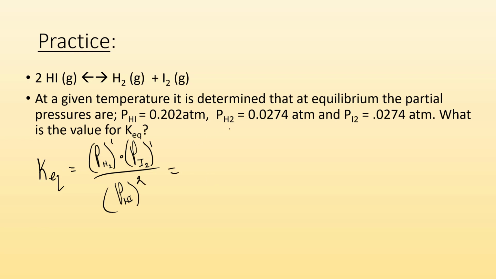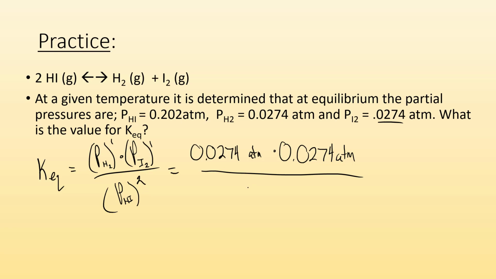So now I just plug in the numbers. Well, H2 is 0.0274 atmospheres, times pressure of I2 is coincidentally the same number, 0.0274 atmospheres, all over HI, 0.202 atmospheres, and that is going to get squared. So when I plug and chug and I get those numbers, I get 1.84 times 10 to the minus 2. So this is my equilibrium value, my KEQ.